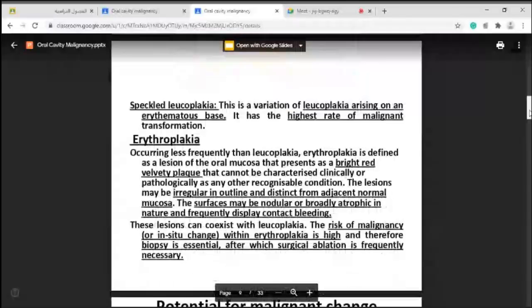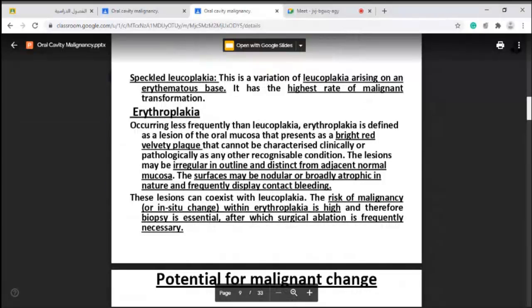Speckled leukoplakia is a variation of leukoplakia arising on an erythematous base. It has the highest rate of malignant transformation, more than ordinary leukoplakia. Erythroplakia, as we mentioned, erythro means red, and plakia means patch, so it is the condition of a red patch. This condition is more serious than leukoplakia, with about 17 times more risk of malignancy. It occurs less frequently than leukoplakia and is defined as a lesion of the oral mucosa that presents as a bright red velvety plaque that cannot be characterized clinically or pathologically as any other recognized condition.